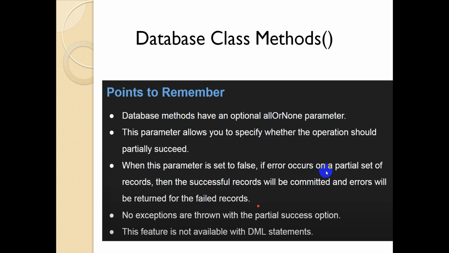When this allOrNone parameter is set to false, if an error occurs on a partial set of records, then the successful records will be committed and errors will be returned for the failed records. No exceptions are thrown with the partial success option, because it's already saved. This failure behavior is not available with the DML statements. So this is the difference between the database class and DML; it will still save.